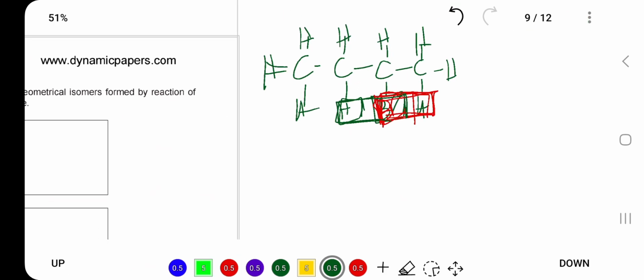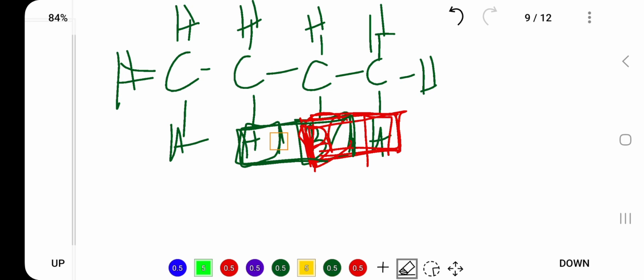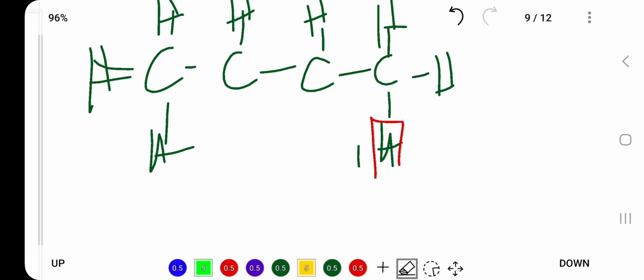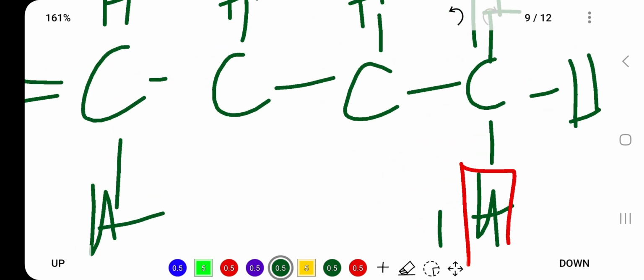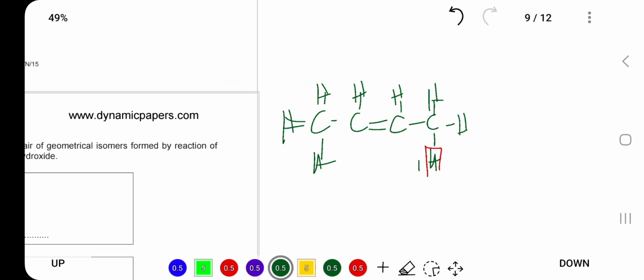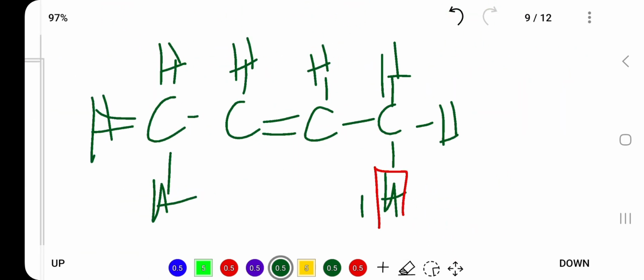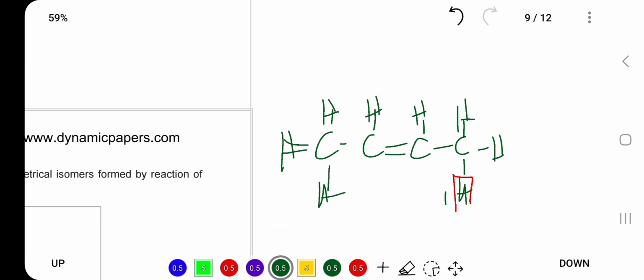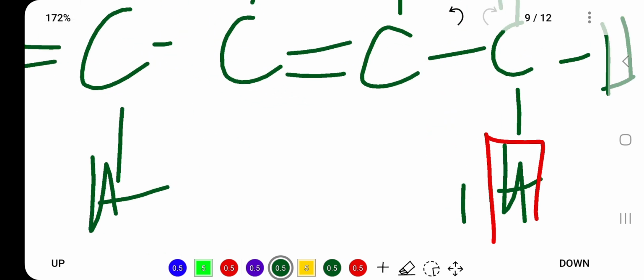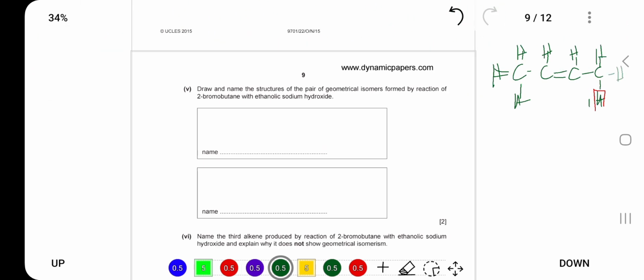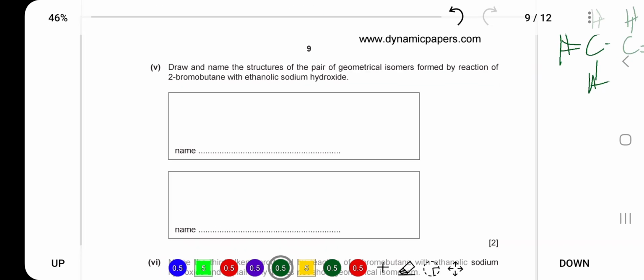Alright, so when you remove them, let's say you remove Br with this H, it'll become like that. As I said, an alkene is formed. It's an elimination reaction, so you remove the Br and the H. So yes, now draw and then name the structure.